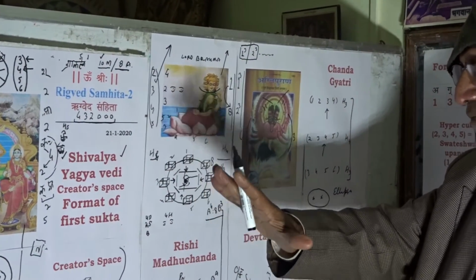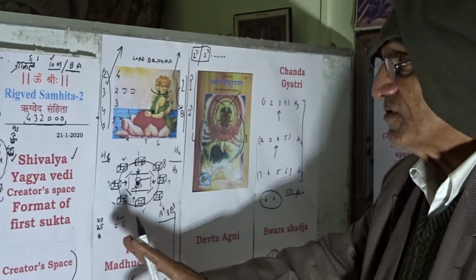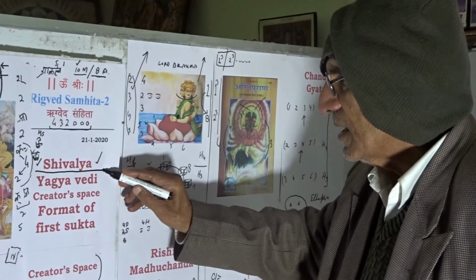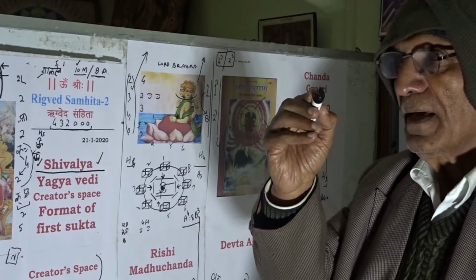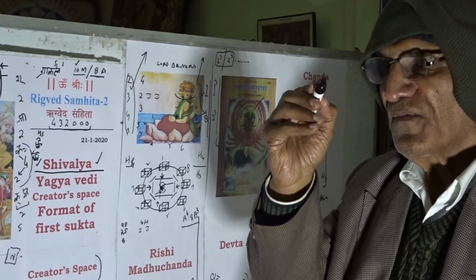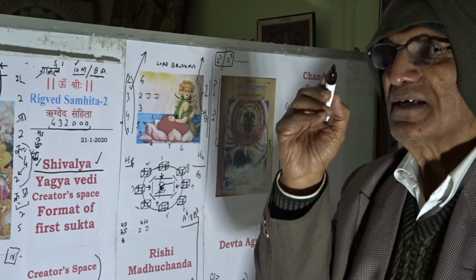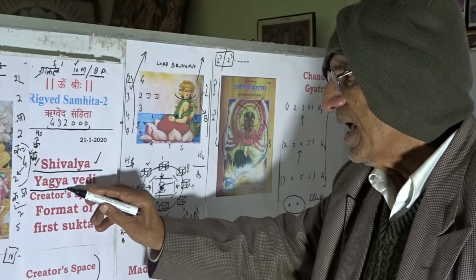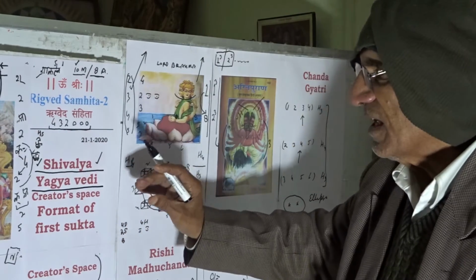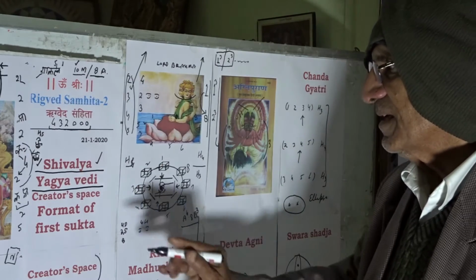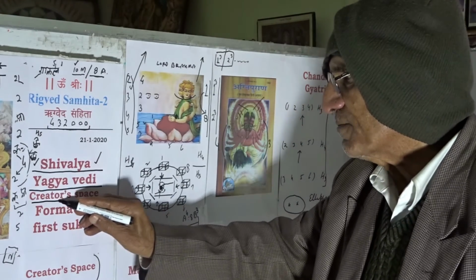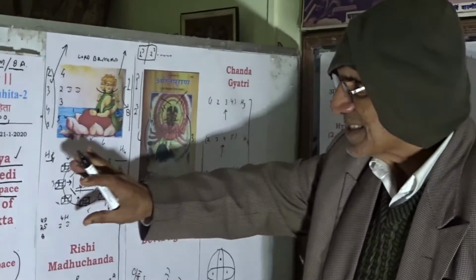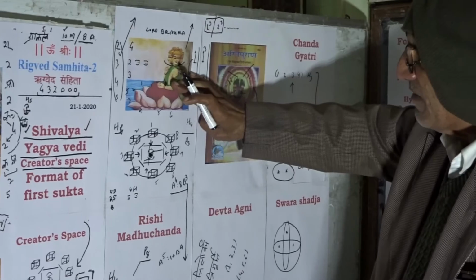Therefore, the sadhakas fulfilled with an intense urge have to approach Shakala Rigved Samhita as a Shivalya. The second way, second path, second format, second visualization, second comprehension is to approach it as a Yagya Vedi. It is a Vedi where the yajna is performed. The third is a creator's space. And then we know that this is to be chased in the cavity of a heart.